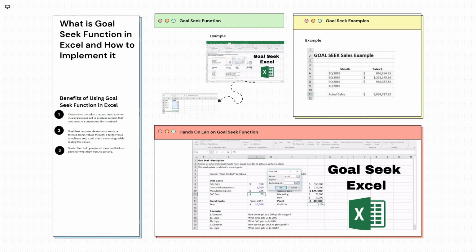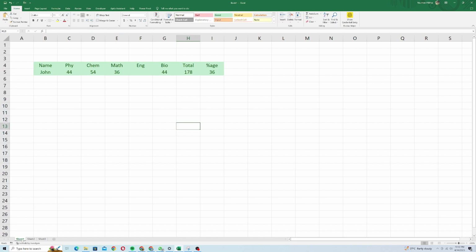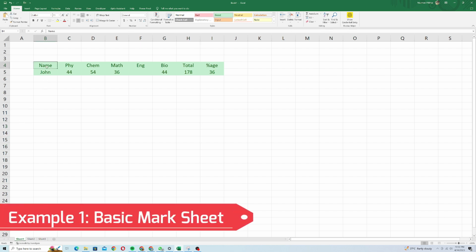In this video, we will see what the goal seek function is in Microsoft Excel and how we can implement that function. So here I am on my Microsoft Excel, and the first example is a basic one.